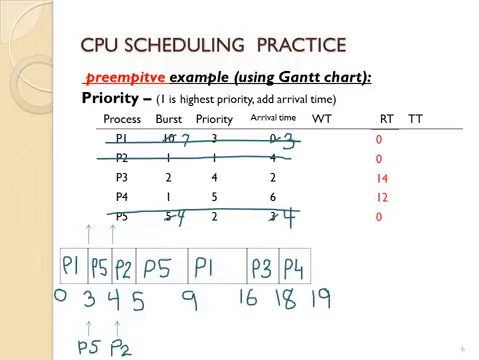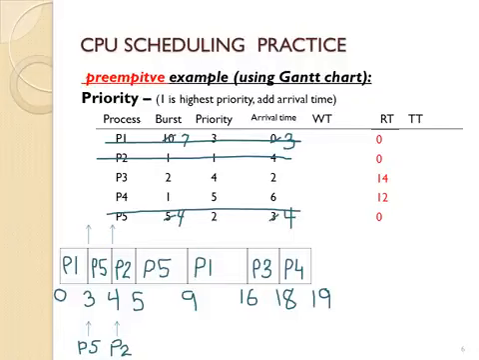So it's very important that you get the Gantt chart right, and once you get the Gantt chart right, you can make your calculations. To calculate the response time, you take the first time that it gets on the CPU and subtract the arrival time. P1 first got on the CPU at time 0 and arrived at time 0, so P1 didn't wait at all.